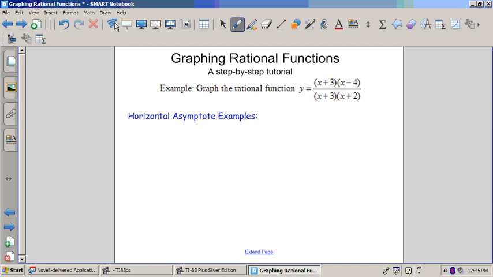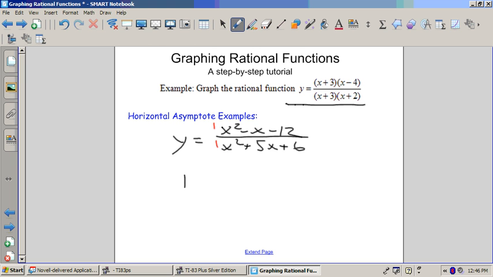In the problem I'm working on, y is equal to x plus 3 times x minus 4 over x plus 3 times x plus 2. Remember, I factored this out before it was factored. My equation was actually x squared minus x minus 12 over x squared plus 5x plus 6. This graph is neither top-heavy nor bottom-heavy because the degree of the numerator and denominator is both 2. What's the leading coefficient of the numerator? It's 1. The leading coefficient of the denominator is 1, so my horizontal asymptote is going to be y is equal to 1 over 1, which is y is equal to 1.